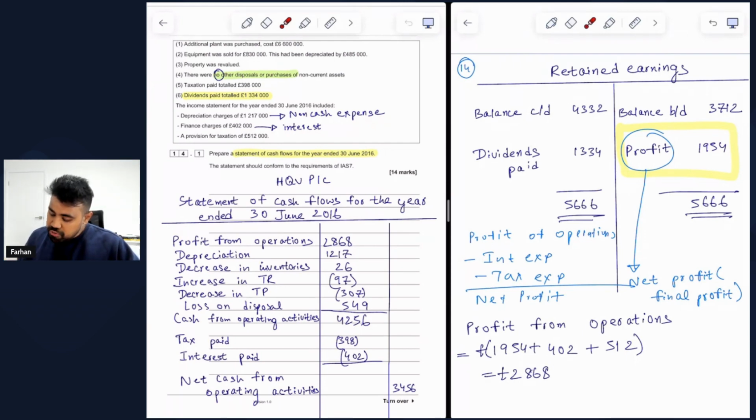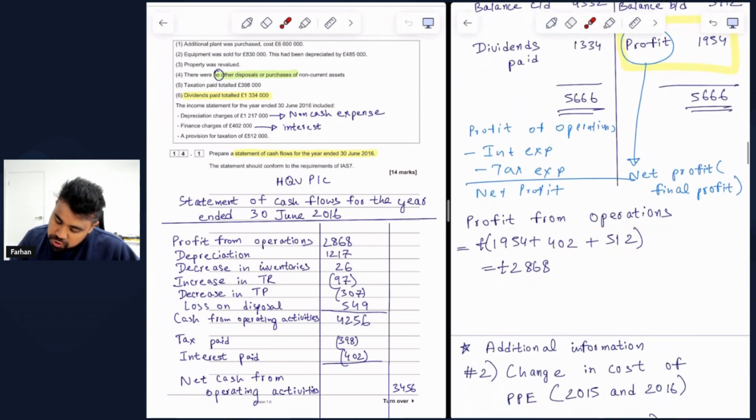So once you want to find the profit from operations, you start with the net profit of 1954, you add back finance, and then you add back the provision for taxation. You should arrive at profit from operations of £2,868. Now, if you are still confused why I added this here when I'm showing this as subtraction here, I could rewrite this formula by changing the subject, which is something that you should learn in algebra. So I'll just rewrite this so that it makes it easier for you.